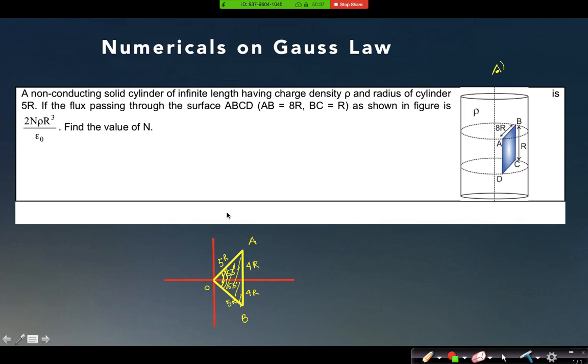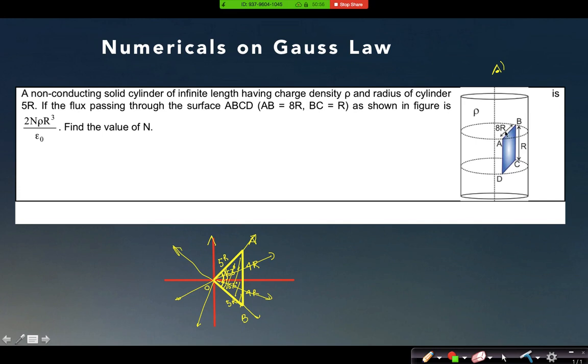Now, tell me what type of electric field this cylinder will produce? Will the cylinder produce a radial electric field like this? The cylinder will produce a radial electric field like this.